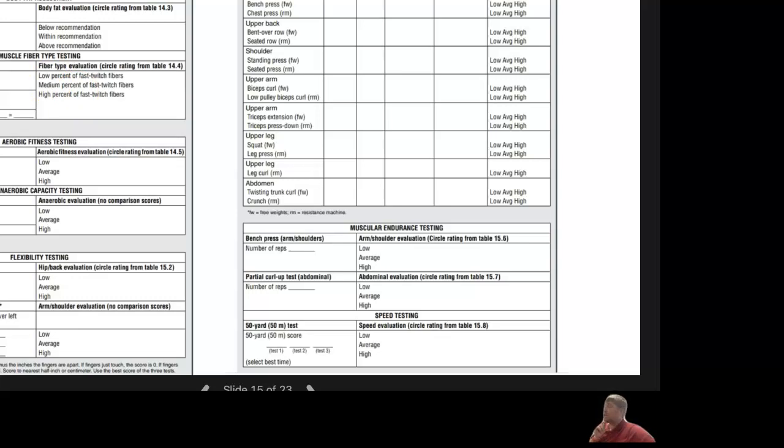You would do your vertical jump test to see what their muscle fiber types are. You do your aerobic testing of either a run time. You do your anaerobic time, and this is that 30 seconds test that we were just talking about. You can also do all your flexibility testing up there.